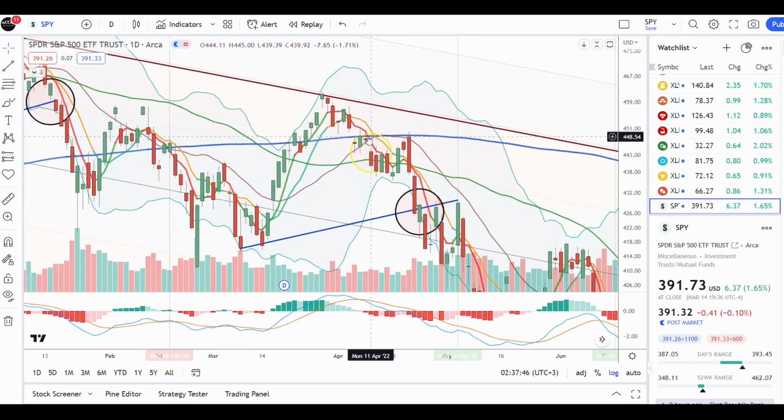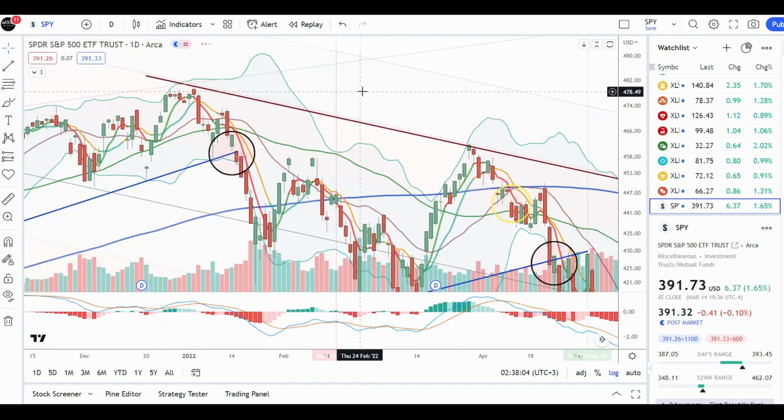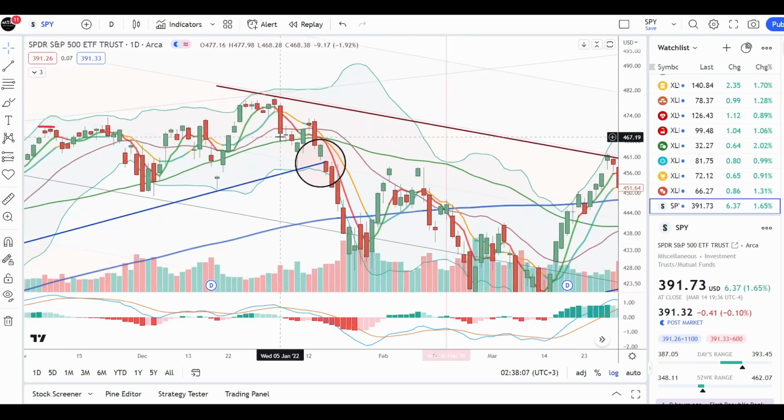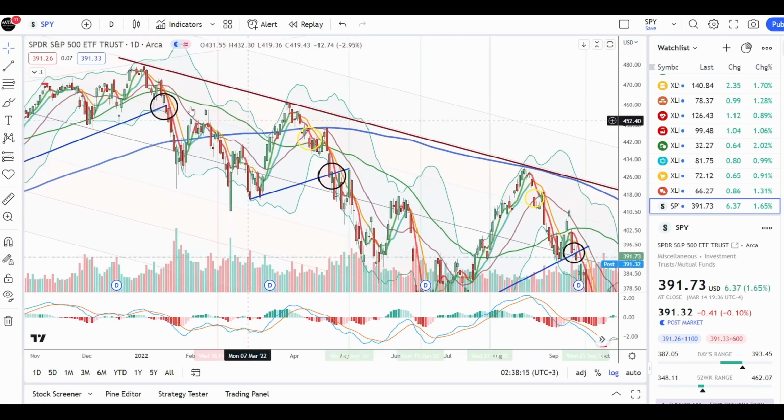Here's another one, guys, right here. We broke below the 20-day, closed below it, the market continued to weaken, had one final attempt at the 20-day, failed, and we had that trend line break. Same exact thing happened right here, guys. Break below the 20-day, market weakened, back tested the 20-day, trend line break. Systematically, take out the 20-day, back test, break.